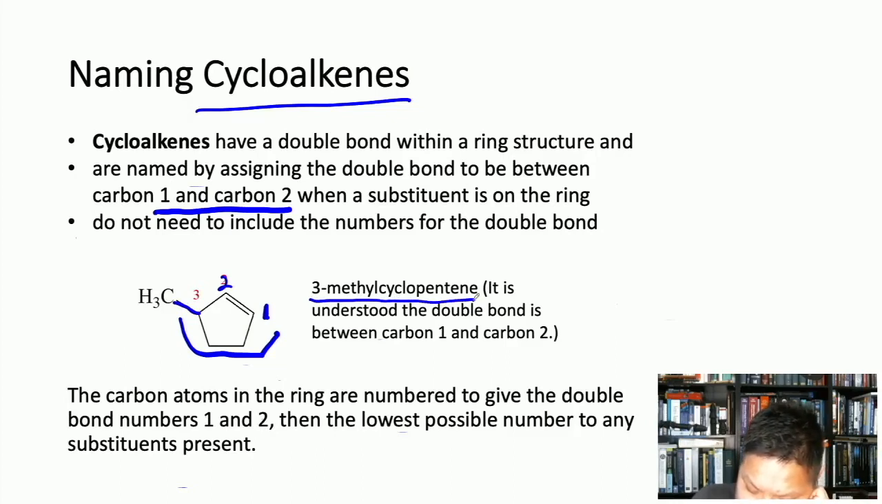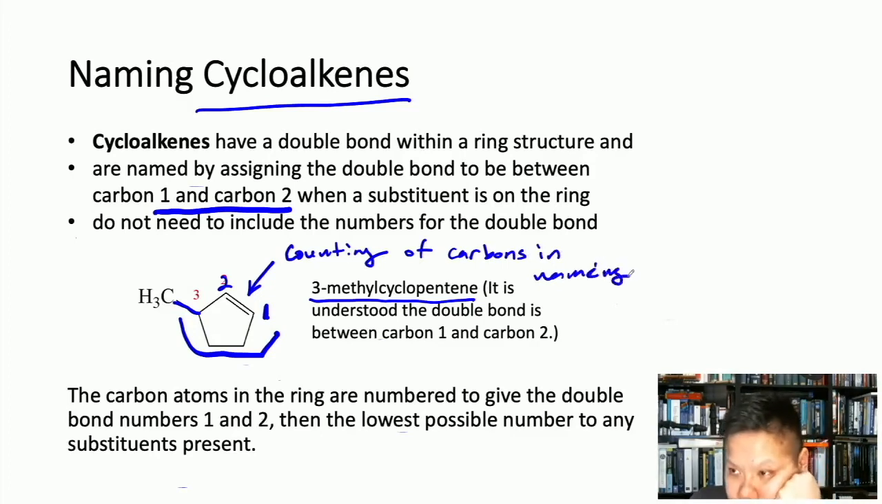So double bonds always begin the counting of the carbons in the naming. And the important thing here is that we already know that it's a double bond because it's a pentene. And since the 3rd carbon is where the methyl group is, we don't have to actually put the 1 and 2 for the double bonds because it's already implied in the name.